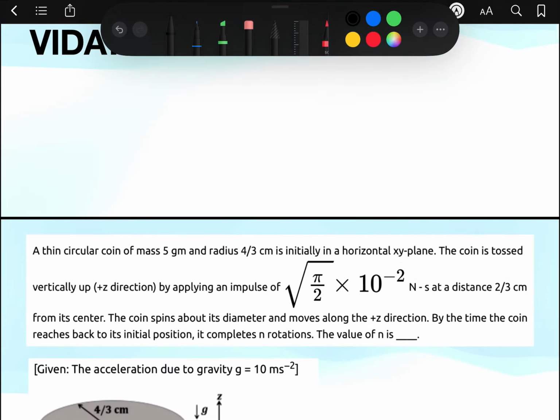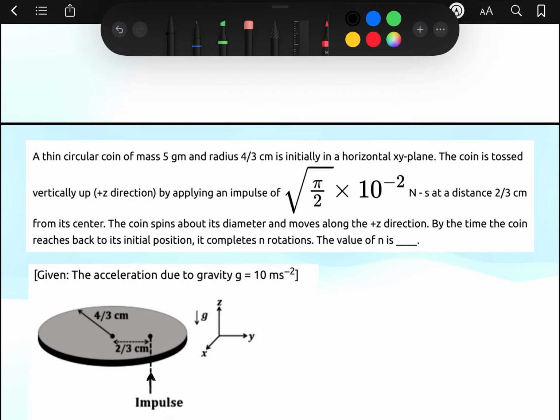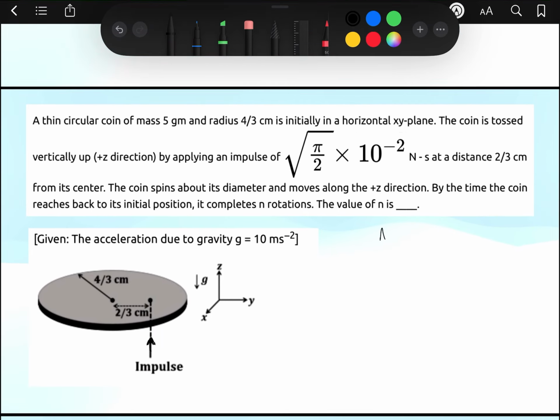So this is another question from IIT JEE PYQ. The question is from the Advanced 2023 paper here. Advanced 2023. Okay, so this question is based on the concepts of linear momentum and angular momentum. So here is the question.